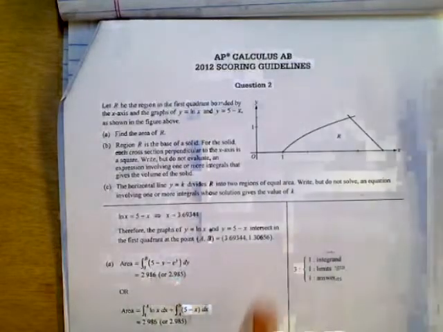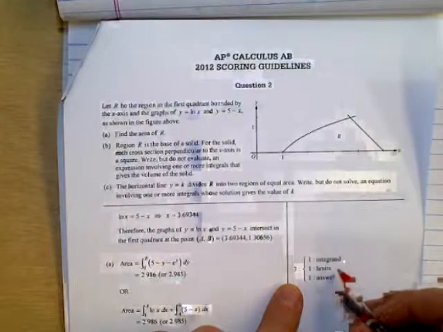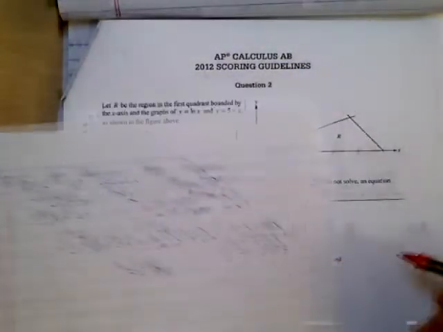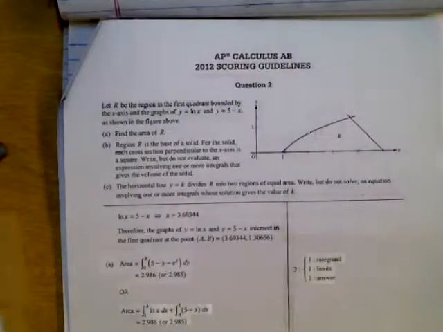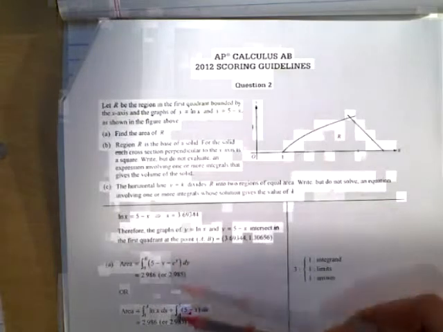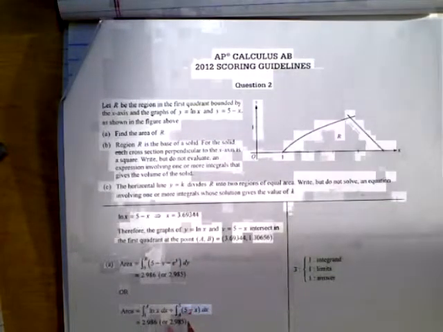That was a 3-point question. So the points are for the integrand, the limits, and the answer. The integrand means what's inside the integral. Now notice they have two options here. They have this option or this option. The second option is the one that I've called method 1.